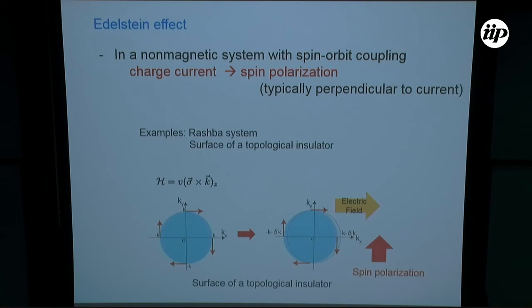It is well known and has also been experimentally measured. In a non-magnetic system with spin-orbit coupling, the charge current will give rise to a spin polarization, which is typically perpendicular to the current. Famous examples are the Rashba system or the surface of a topological insulator. For the surface of a topological insulator, the Fermi surface is like this in equilibrium. So the net spin polarization is zero because k and minus k cancel each other. But if we inject a current, then the Fermi surface is shifted, so k and minus k no longer cancel. In this case, there's a spin polarization in the y direction, which is perpendicular to the applied electric field.